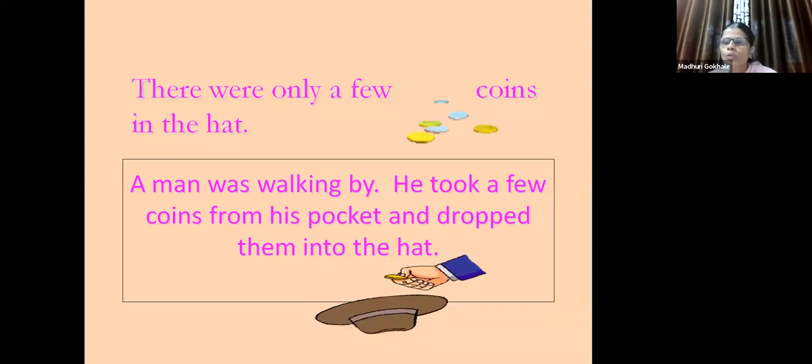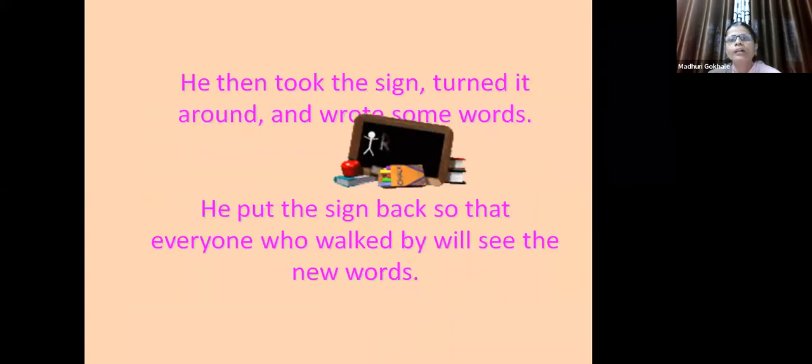I'm just going to go through a short story and I'll conclude this session. There were a few coins in the hat. A man was walking by. He took a few coins from his pocket and dropped them into the hat. He then took the sign, turned it around, and wrote some words. So this is a story of a blind boy who was asking for money. He had written something like, please help me. And he was asking for money.